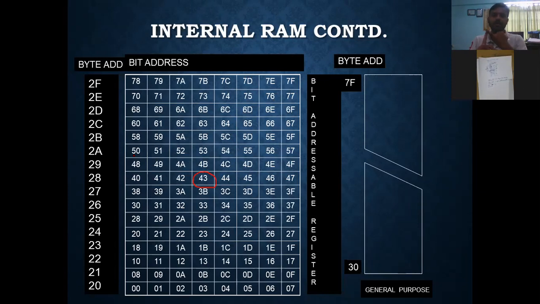So the carry flag may be stored, the status of the auxiliary carry flag may be stored, the status of the parity flag may be stored, the overflow flag may be stored. Clear? So these are some operations that can be done using this portion of the internal RAM, which is called the bit addressable area. Okay.